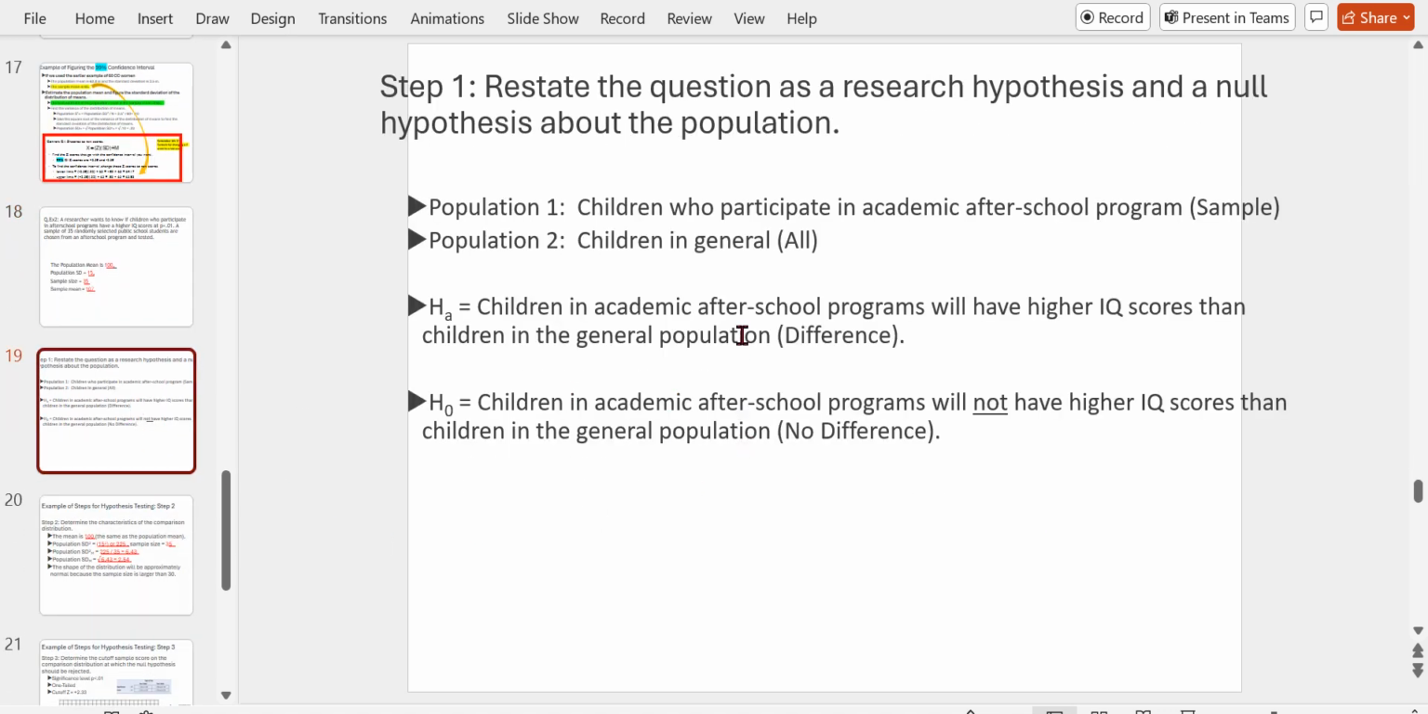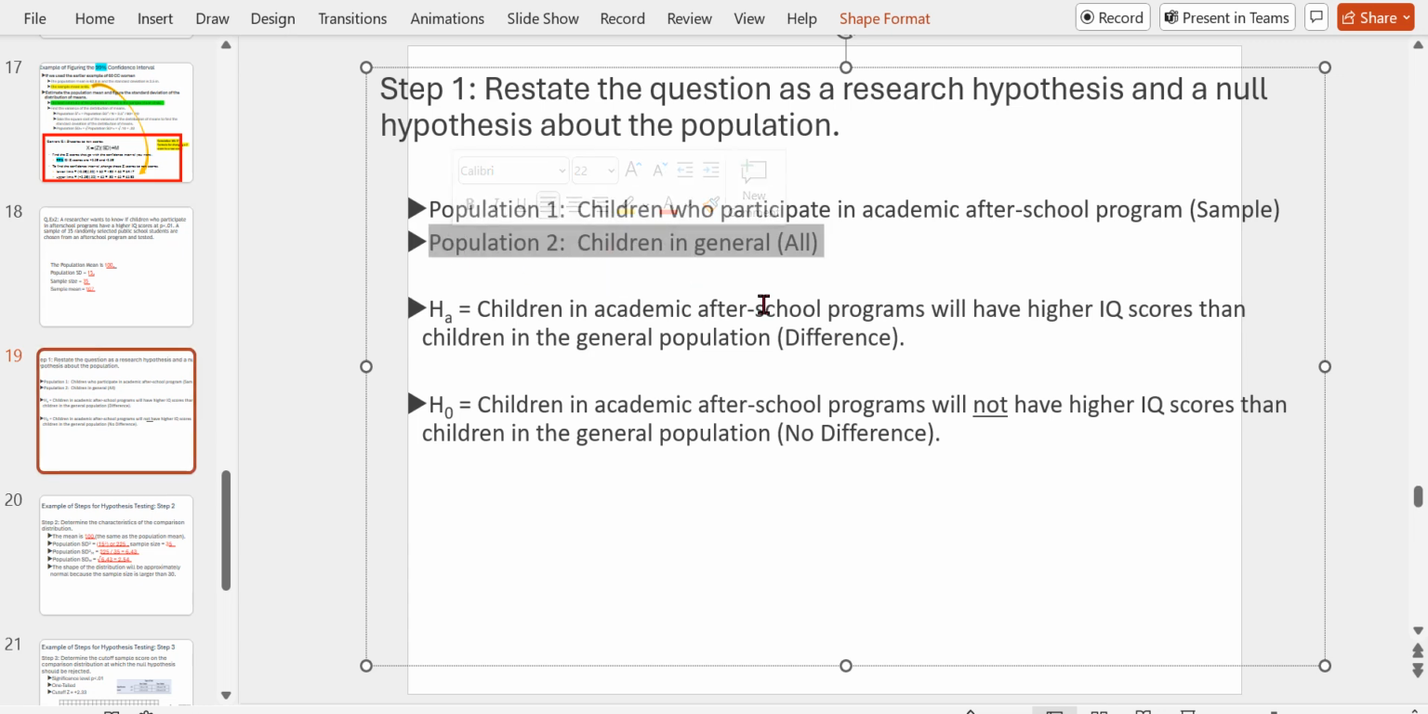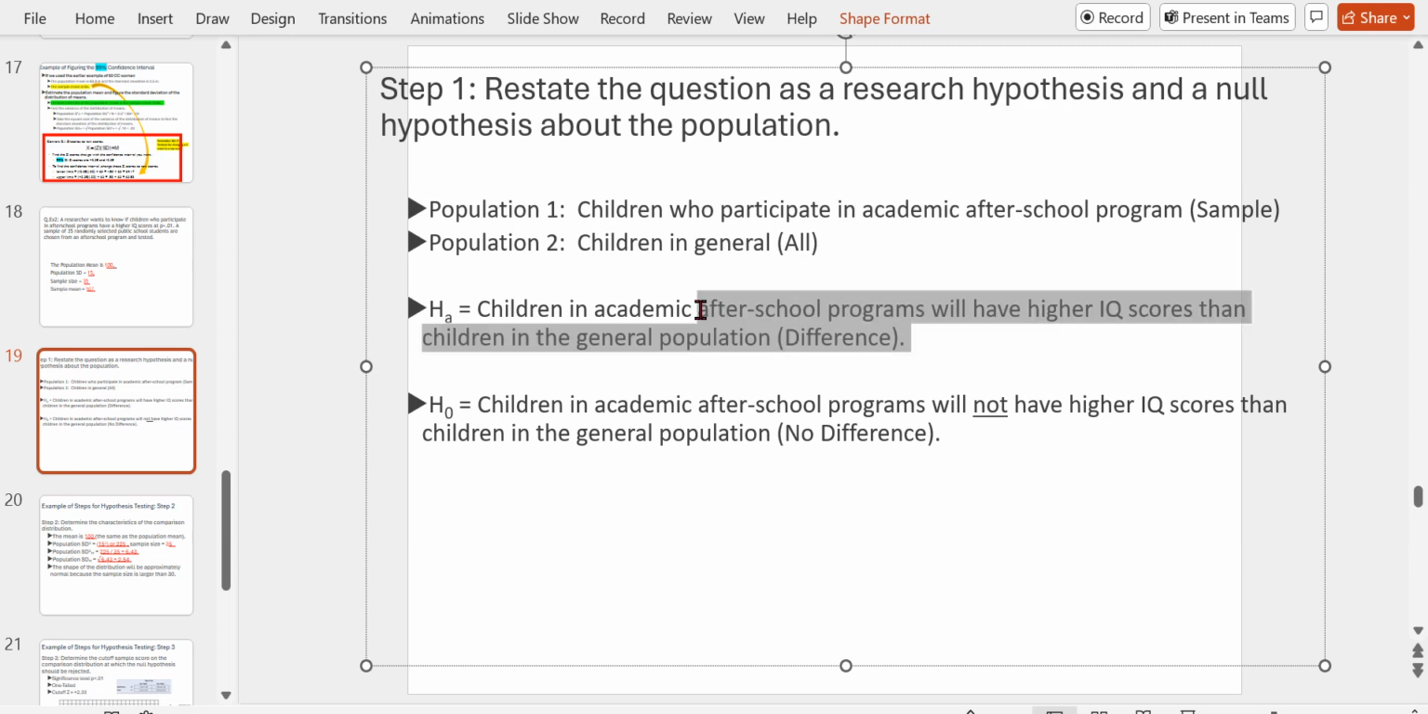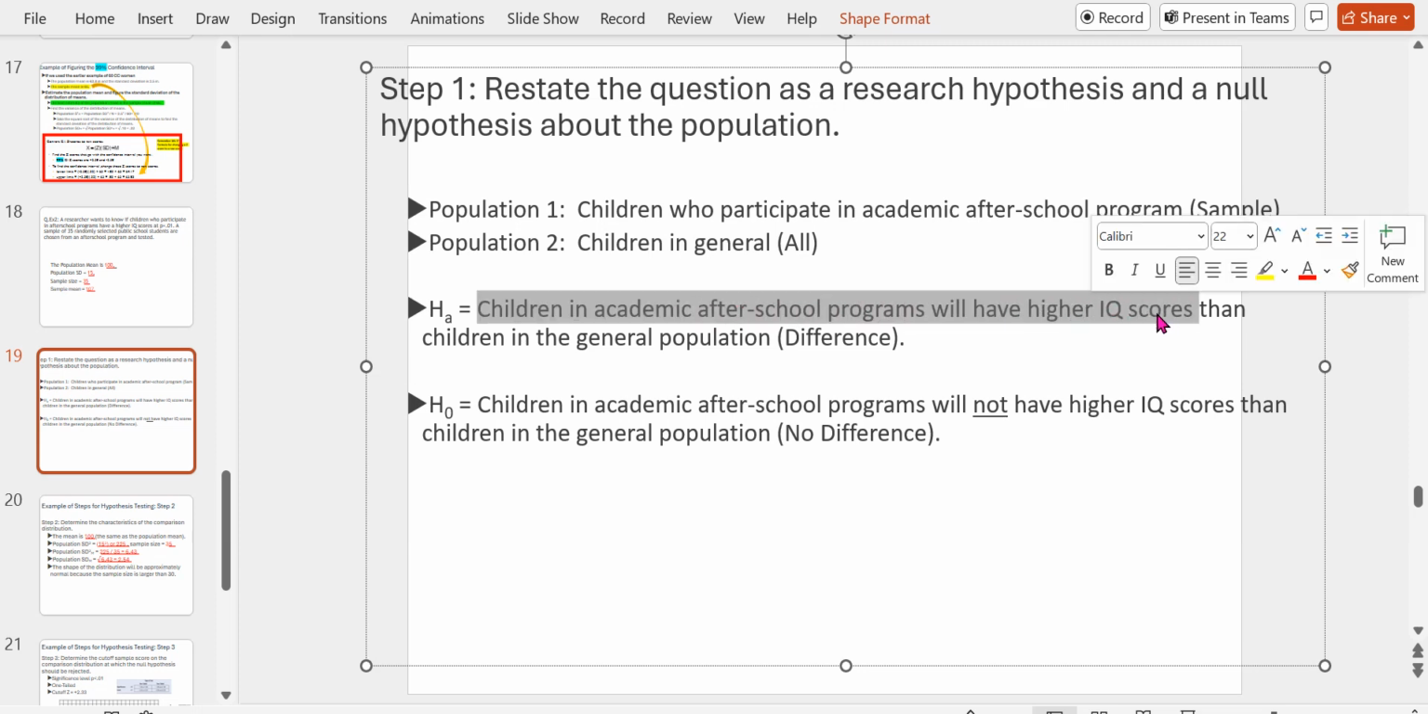So again, restate. There's your population 1 and population 2. Population 2 is always everybody. Population 1 is who you're looking at, your sample. There's your alternative hypothesis and your null. Null, no difference. Please copy this style, I like words. Your alternative hypothesis states that there is a difference. And children in academic after-school programs will have a higher IQ.